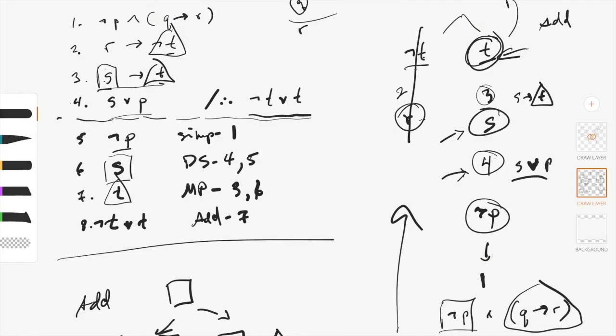Okay? All right. So we've succeeded because we took T in line 7 and we used addition to add not T or T to the front end. In other words, it's this version. And now that we've got the conclusion, the proof is complete. So we write QED.